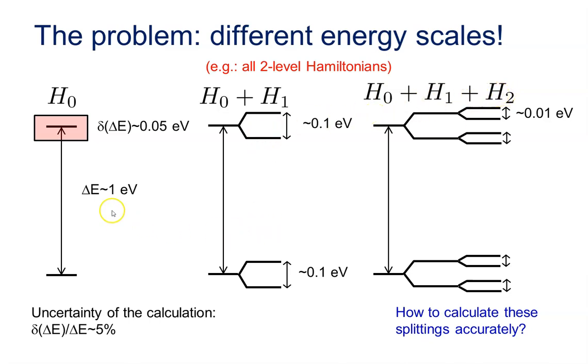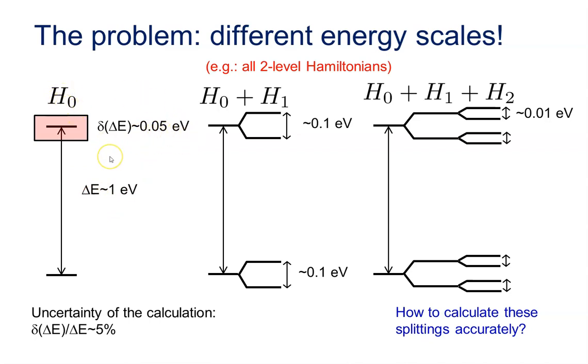Okay, now can you calculate these splittings accurately? And this is a question. If your machine only gives you 5% accuracy in your diagonalization, if you wish. Well, let's try it. If I come here and diagonalize any Hamiltonian at this scale, I'll get a 5% error, so around 0.05.